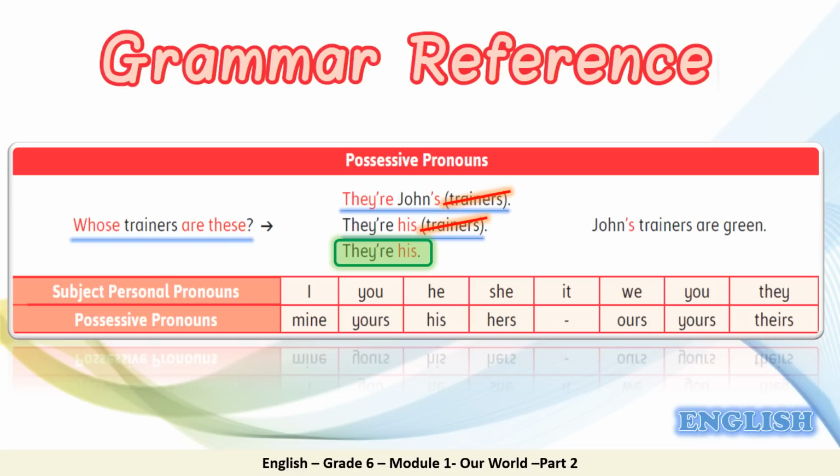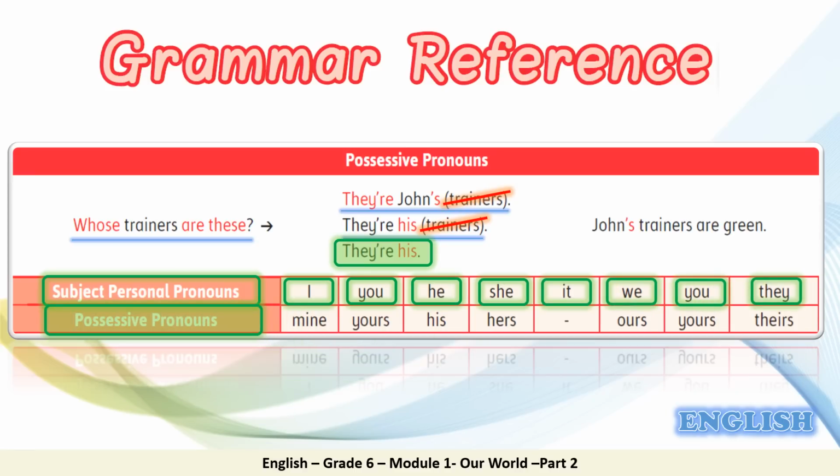So let's have a look at the subject pronouns and the possessive pronouns. The subject personal pronouns are I, you, he, she, it, we, you, and they. And the possessive pronouns are mine, used for I, yours, used for you, his, for he, hers, for she, ours, for we, yours, for you, theirs, for they.